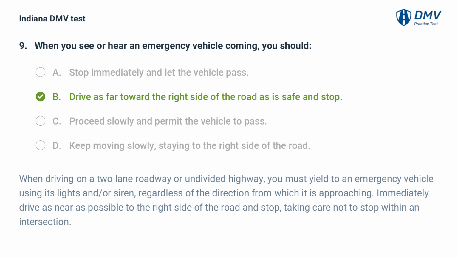When driving on a two-lane roadway or undivided highway, you must yield to an emergency vehicle using its lights and/or siren, regardless of the direction from which it is approaching. Immediately drive as near as possible to the right side of the road and stop, taking care not to stop within an intersection.